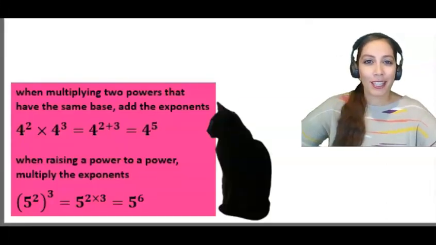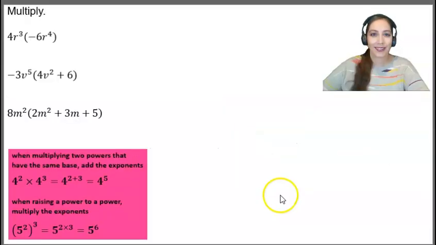Chloe is here with her latest cheat sheet notes. She wants you to know that when you are multiplying two powers that have the same base, you're going to add the exponents. And when you're raising a power to a power, you're going to multiply the exponents. Now that we have Chloe's cheat sheet notes, let's go ahead and start multiplying these polynomials together.